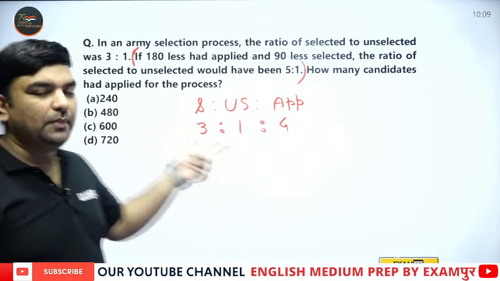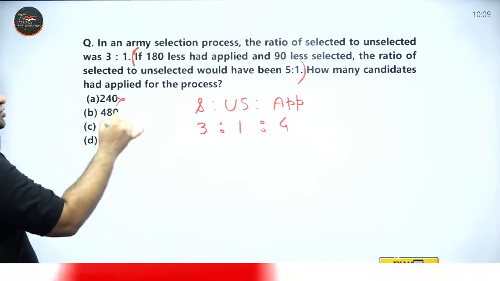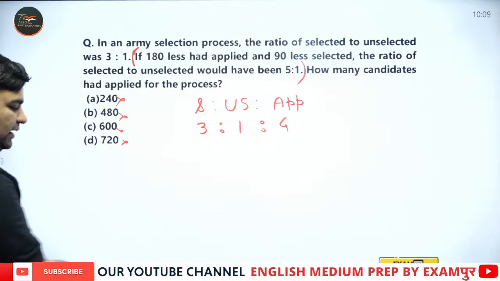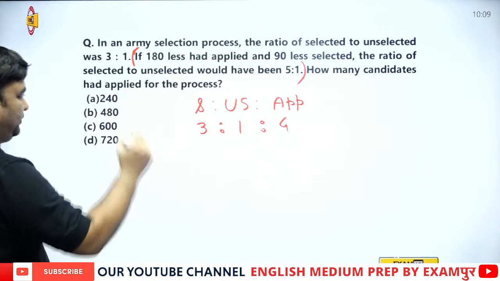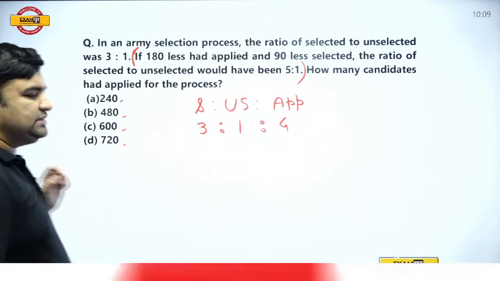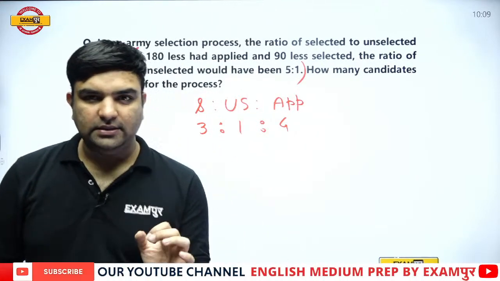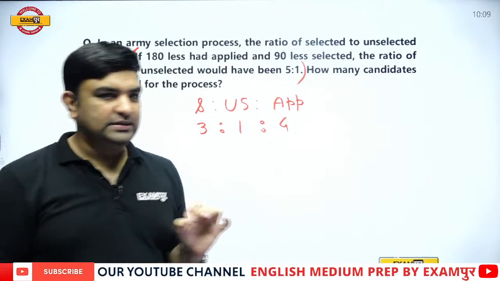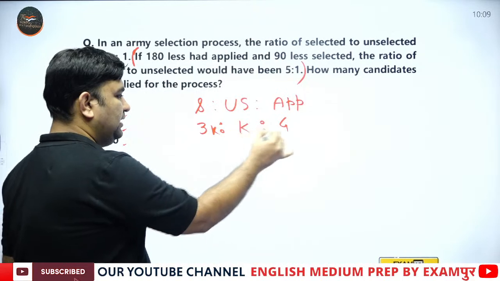So the answer should be a multiple of 4, but most of the options are multiples of 4. That is the reason, guys, I initially told you the complete process. So the only way left to us is to put a k over here: 3k, k and 4k.